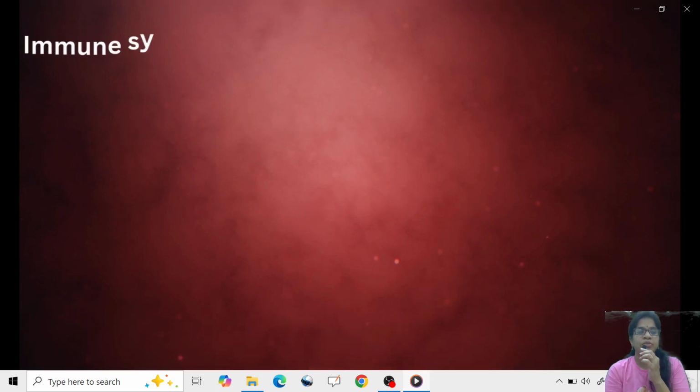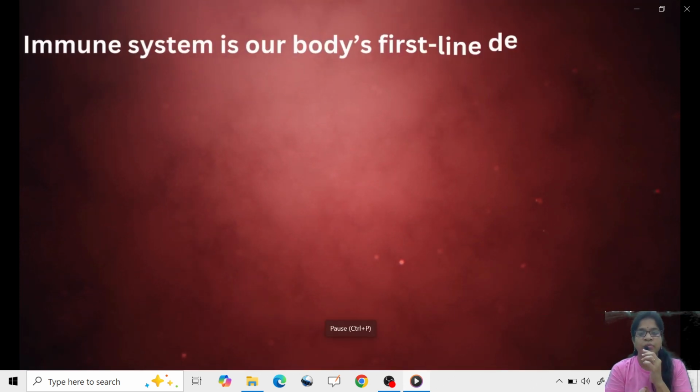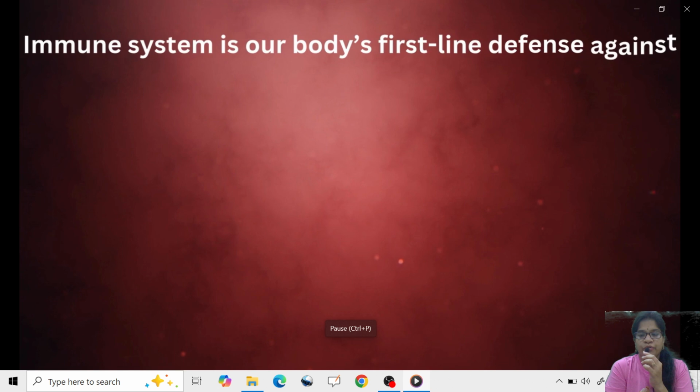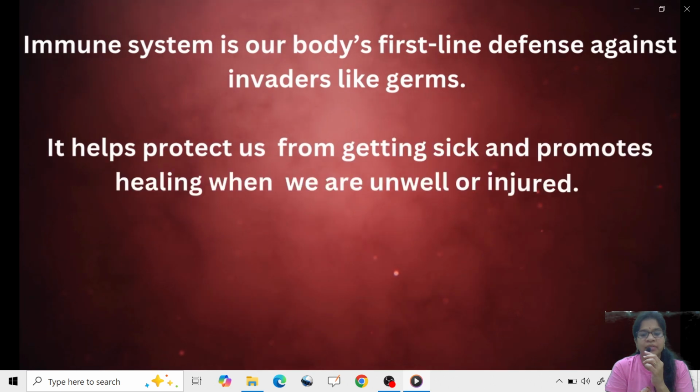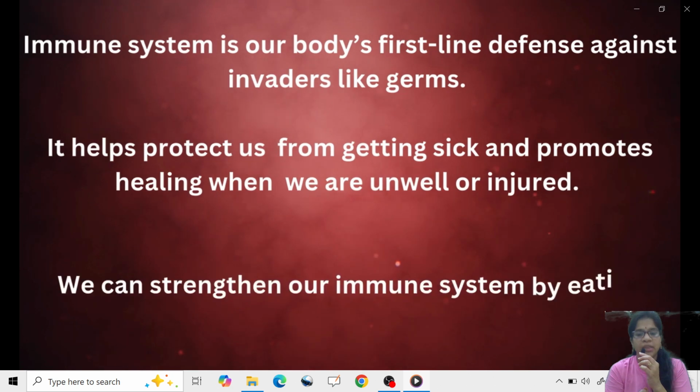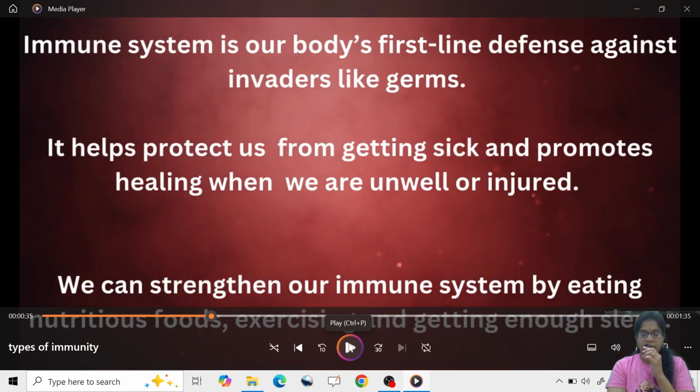I told you the immune system is our body's first line of defense, where it tries to invade and eradicate the germs. It helps protect us from getting sick and promotes healing when we are unwell or injured. We can also strengthen our immune system by exercising, eating nutritious food and fruits, and getting enough sleep. To improve our immunity, we need a better lifestyle. That is how you can gain immunity.